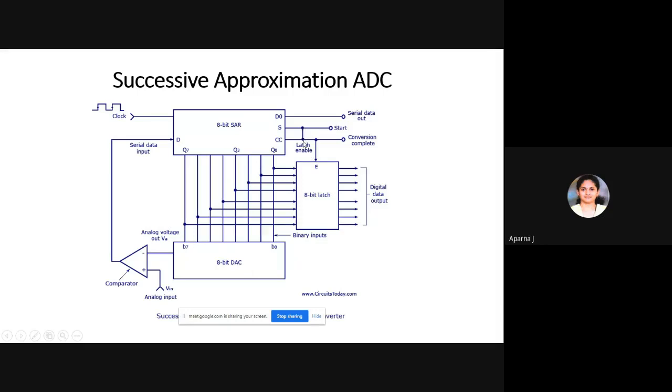And these two are tied together so that the conversion can repeat. Once conversion is complete, this signal will be high. In turn, the start signal will also be high. So it is getting ready for the next conversion. And here we have D0. You can also take serial data out here. As and when you get the outputs Q0 to Q7 here, you can also take out the serial output.